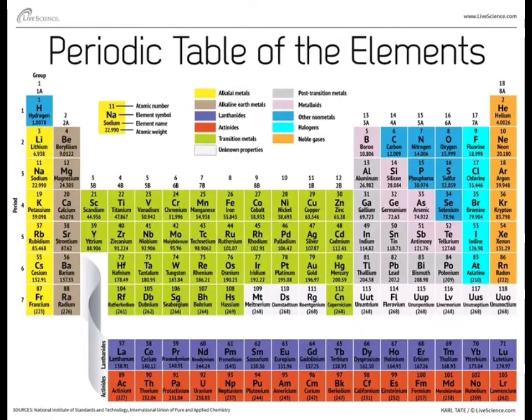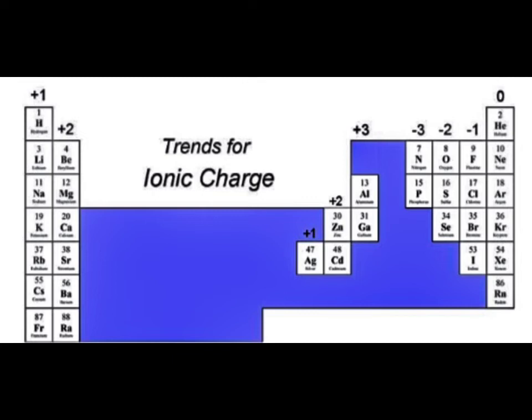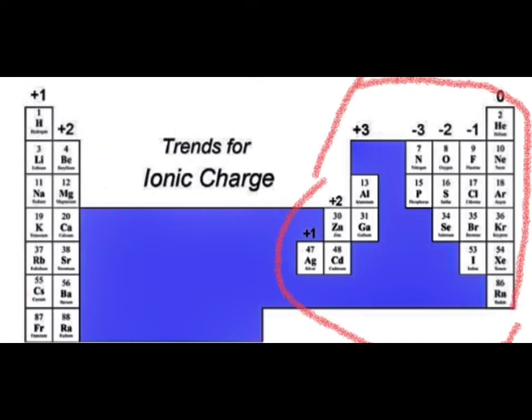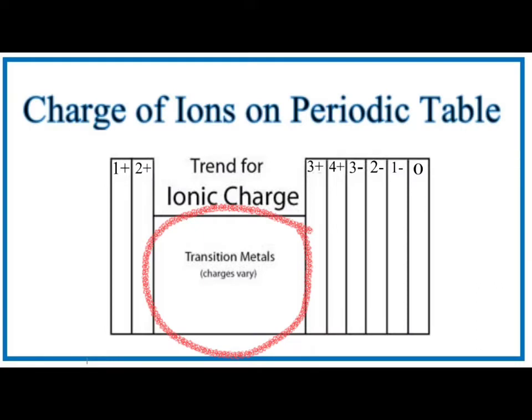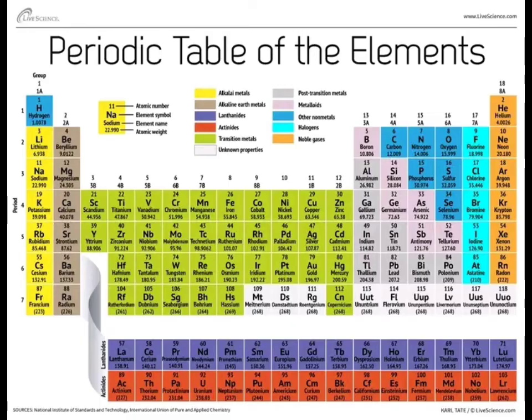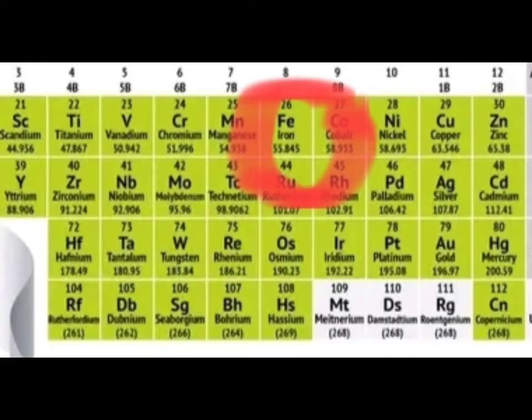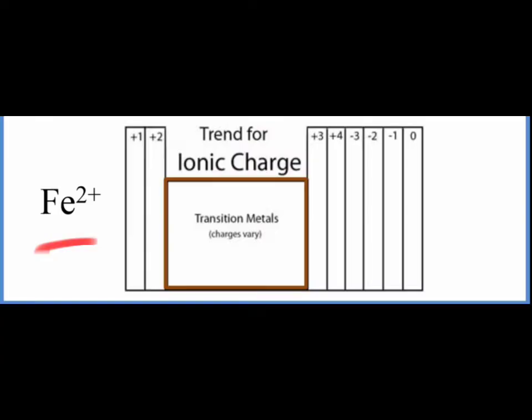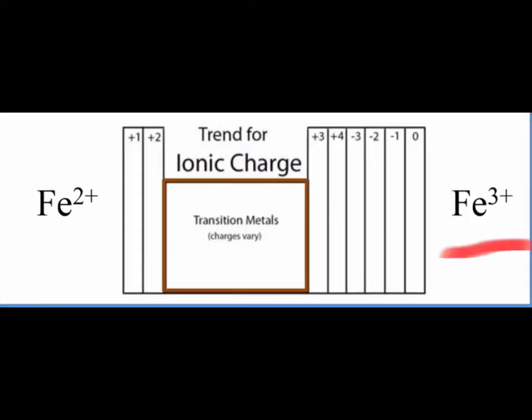So let's take a look at the periodic table. You can see it has categories which are the metals, non-metals, and transition metals. But in transition metals, we can see there are no charges indicated. It is because the charge may vary. It depends on how it bonds. Let's take for example iron, which can have a plus 2 charge or plus 3 charge.